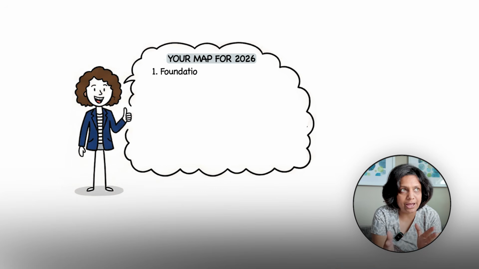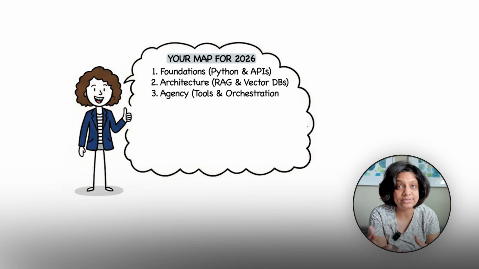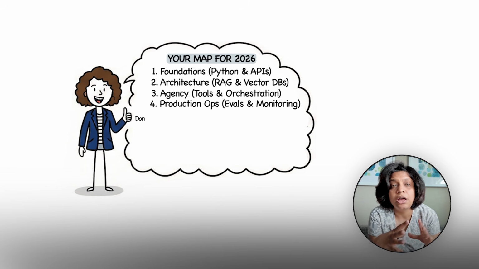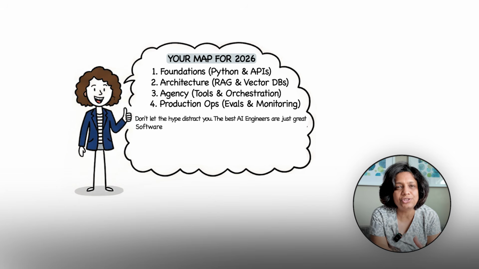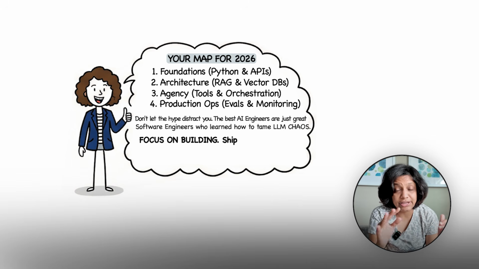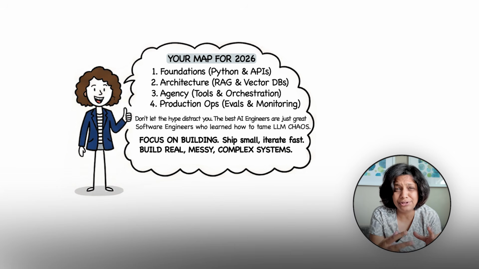Start with the foundation, Python and APIs, move to architecture, which is RAG and vector databases, evolve into agency, which is tools and orchestration, and finally, harden it with production ops like evals, monitoring, operations. Don't let the hype distract you. The best AI engineers are just great software engineers who learned how to tame the chaos that LLMs create. Focus on building, ship small, iterate fast, and build systems that solve real problems. That portfolio of real, messy, complex systems is what gets you hired.